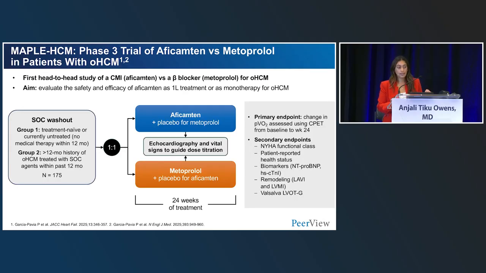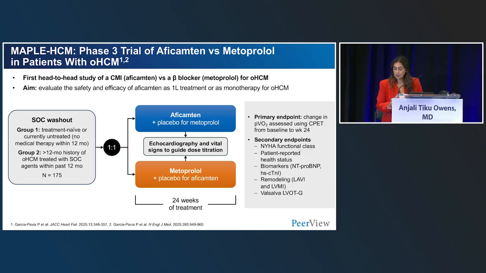So now let's look at MAPLE. This is the latest phase 3 trial that we have in this space, cardiac myosin inhibitors for obstructive HCM. And this was the first head-to-head trial of aficamten versus metoprolol. So cardiac myosin inhibitor versus what's currently first-line therapy by the guidelines, metoprolol, or a beta blocker.